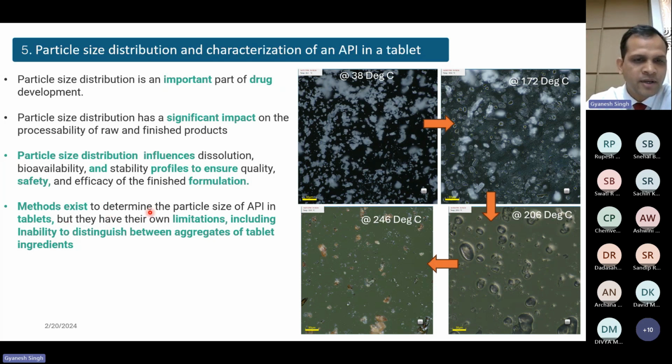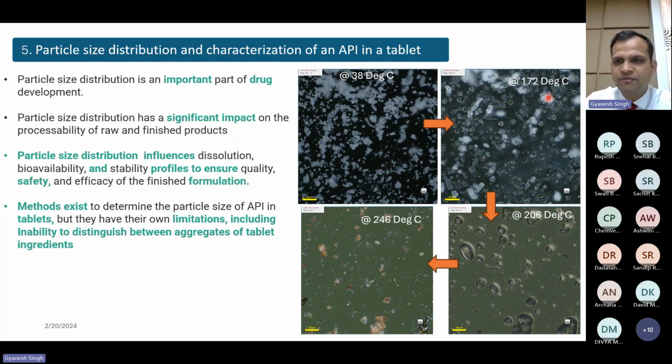Methods exist to determine the particle size in a tablet, but they have their own limitations, including the inability to distinguish between aggregates of the tablet and ingredients. So here we are trying to study the particle size with a change in temperature. If you see at 30 degrees Celsius, this is how the sample is. Of course, there are agglomerates, but here we are trying to understand how temperature affects different excipients.